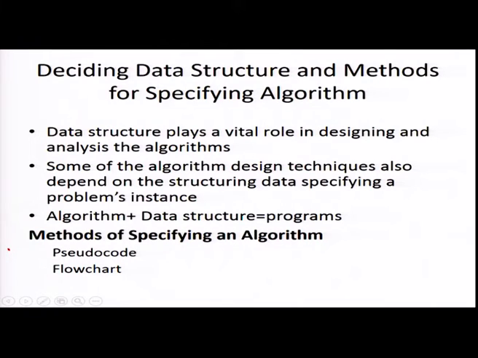Let us see methods of specifying an algorithm. How is an algorithm specified? An algorithm is specified by two means, either in terms of writing a pseudocode or in terms of drawing a flowchart. So, these are the methods of specifying an algorithm: writing the pseudocode and drawing the flowchart, which we have seen in the previous session.